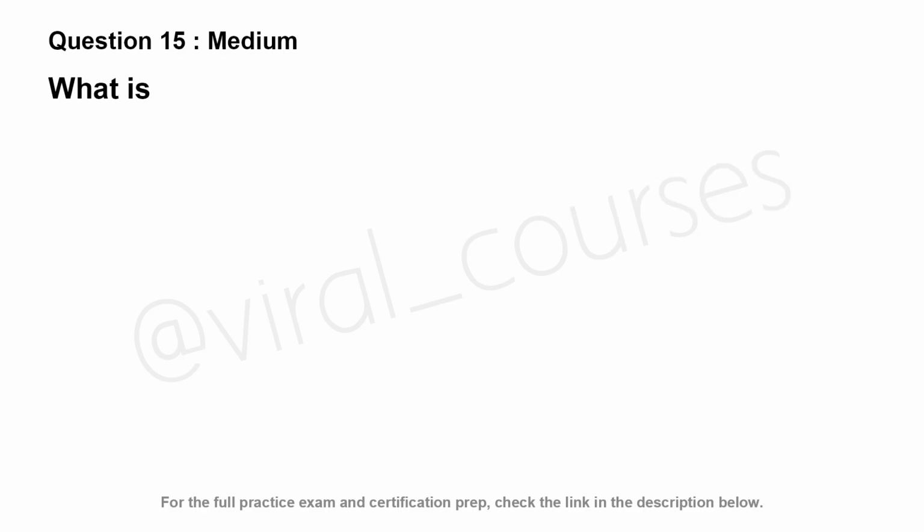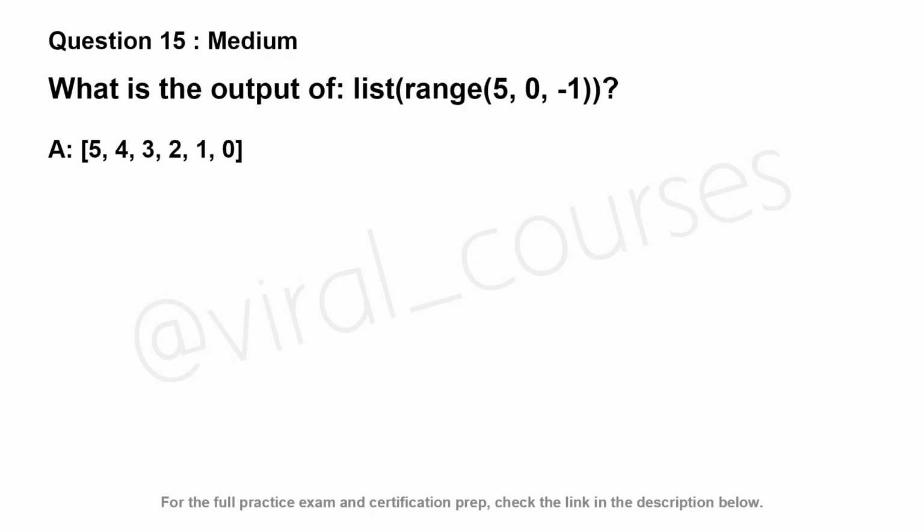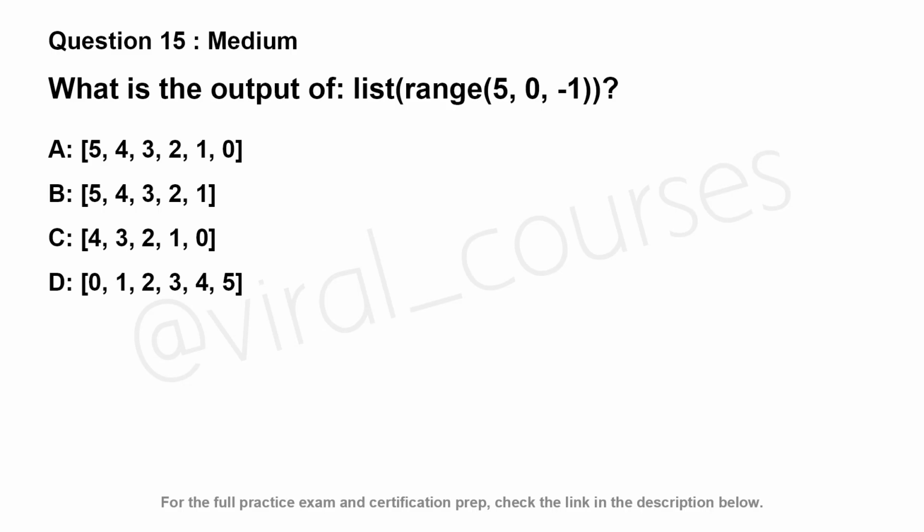What is the output of list(range(5, 0, -1))? Option A, 5, 4, 3, 2, 1, 0. Option B, 5, 4, 3, 2, 1. Option C, 4, 3, 2, 1, 0. Option D, 0, 1, 2, 3, 4, 5.